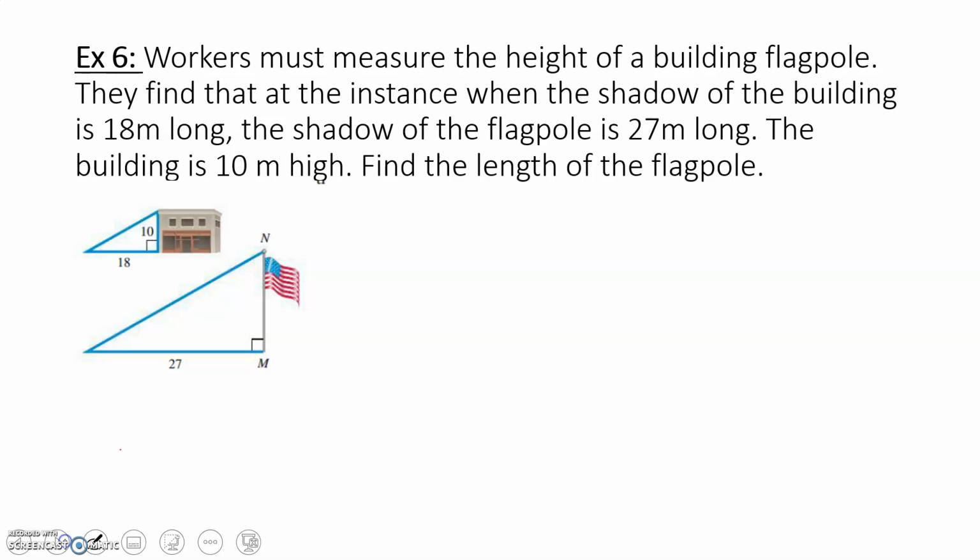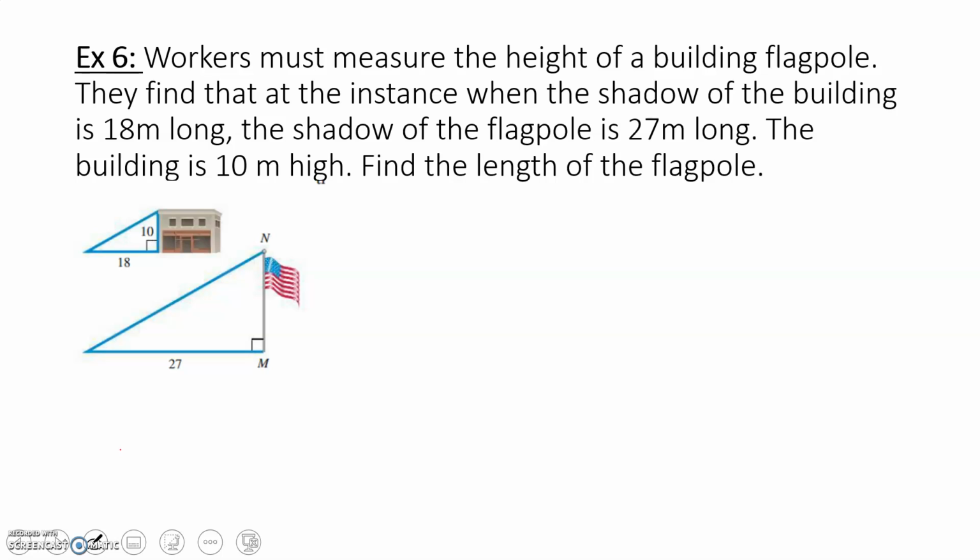Alright, let's do one more of these. So this is a word problem. It says workers must measure the height of a building flagpole. They find that at the instant when the shadow of the building is 18 meters long, the shadow of the flagpole is 27 meters long. The building is 10 meters high. Find the length of the flagpole.